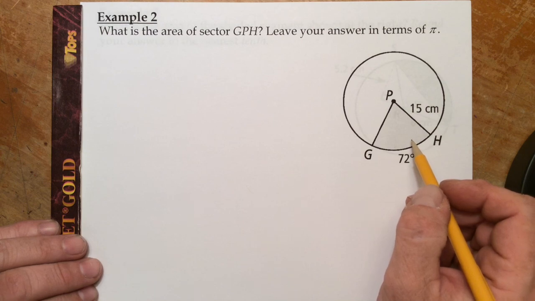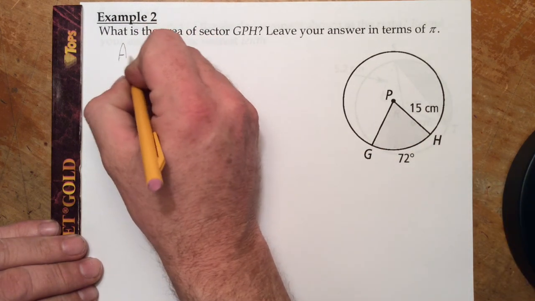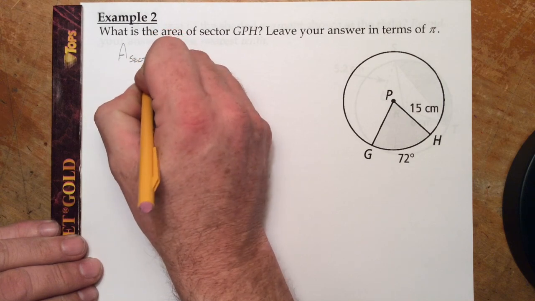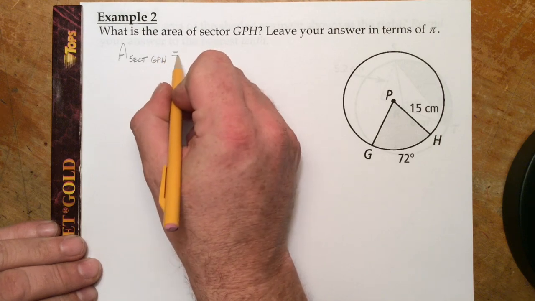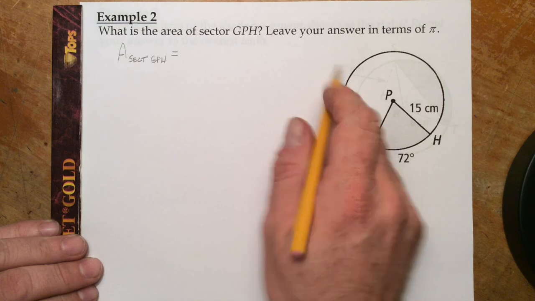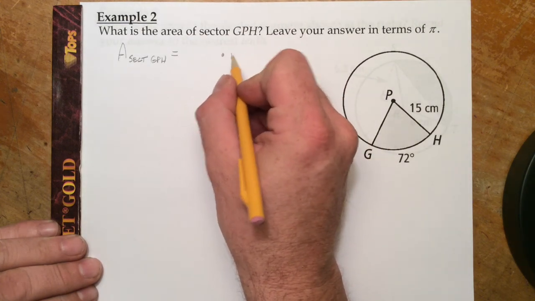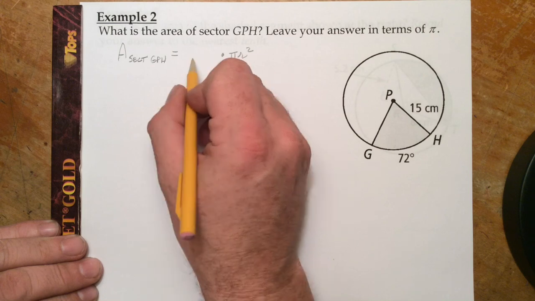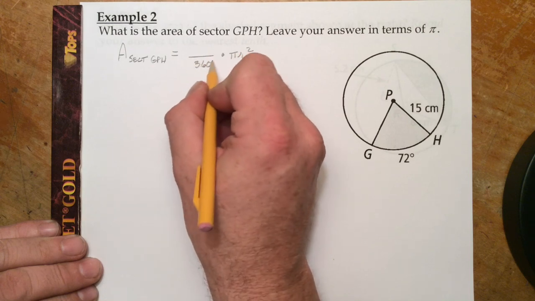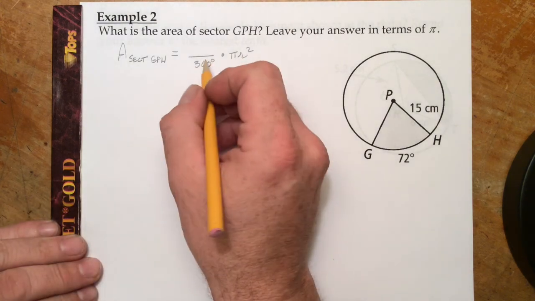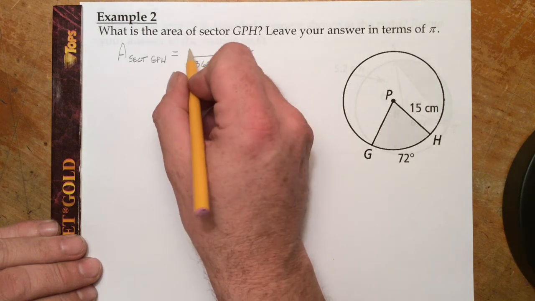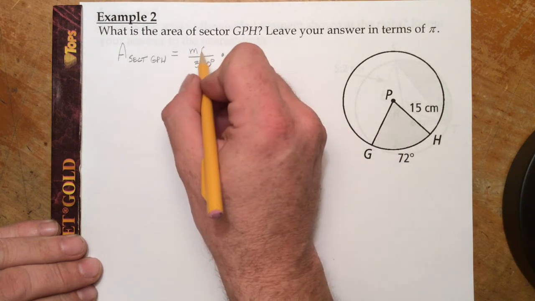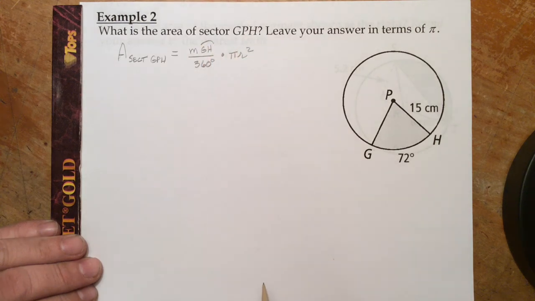And if you'll recall from your notes, the area of any sector, in this case sector GPH, is equal to a ratio of the entire circle's area. So the entire area, of course, is pi r squared, and we multiply it with a ratio out of 360 degrees, much like we did when we did circumference and arc lengths. So this would be the measure of arc GH over 360 times pi r squared.